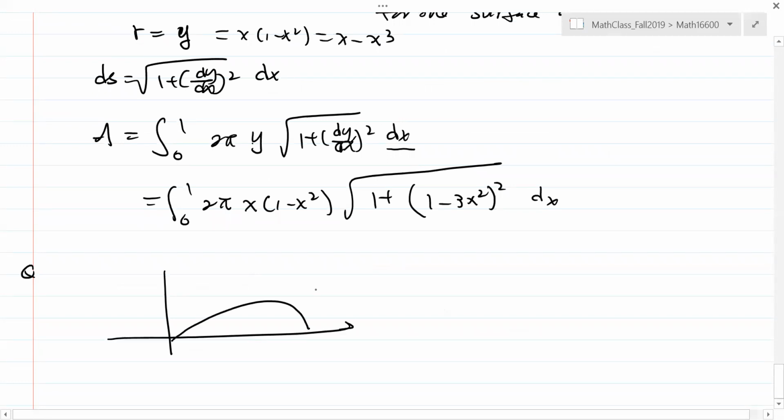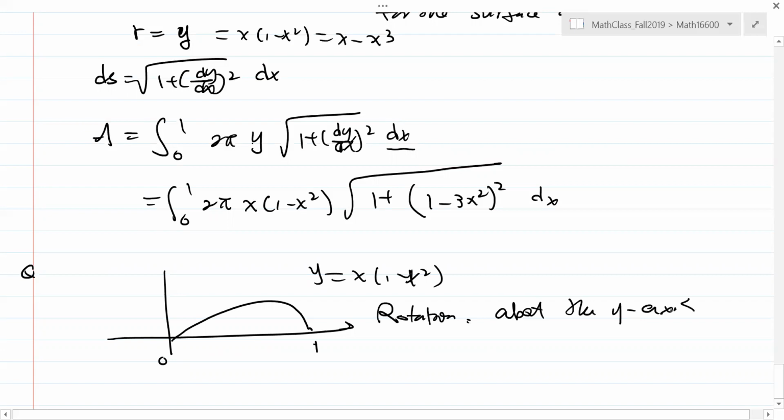This is a curve, y equals x times (1 minus x squared). Here's 1, here's 0. Rotation about the y-axis. So read this question carefully. It's not about the x-axis. Don't just use the formula in the book without understanding. Set up the integral for the surface area.